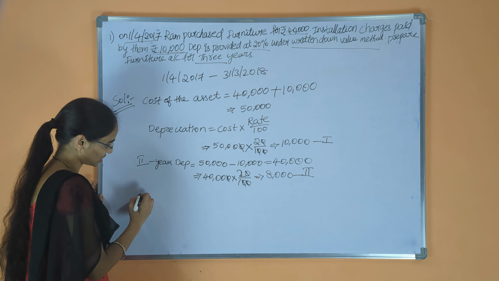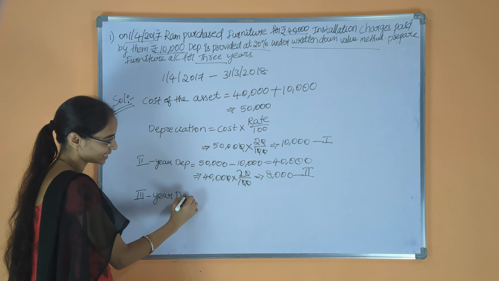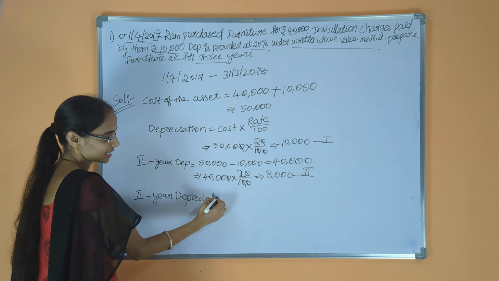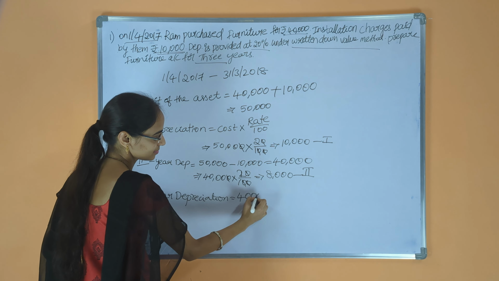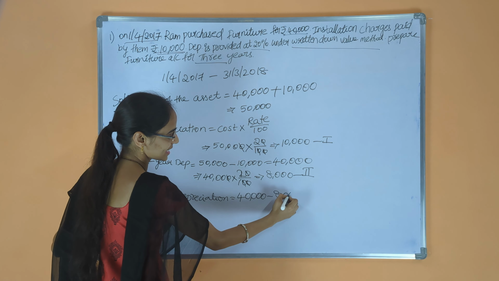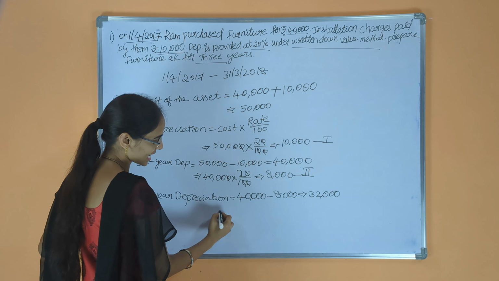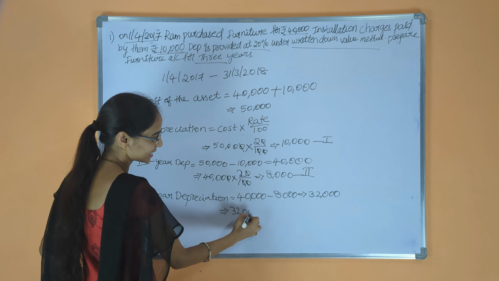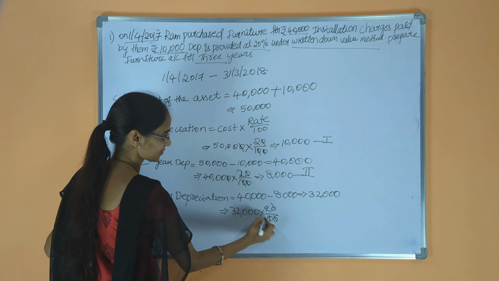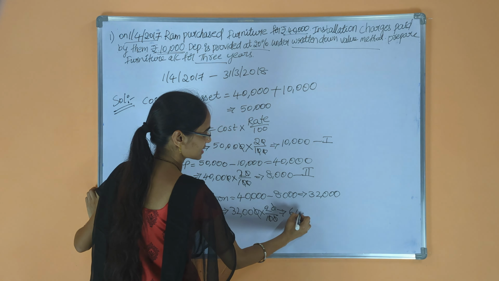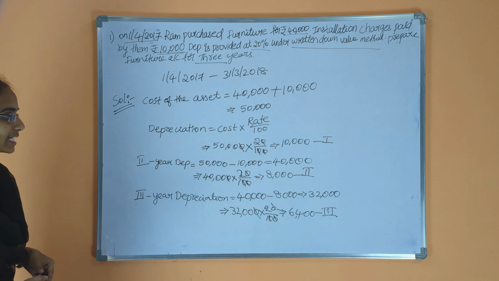Next, third year depreciation. Third year depreciation is 40,000 minus 8,000, which is 32,000. On this 32,000 we will calculate the depreciation. 32,000 into 20 by 100 is 6,400. This is the third year depreciation. Now I will explain in Telugu also.